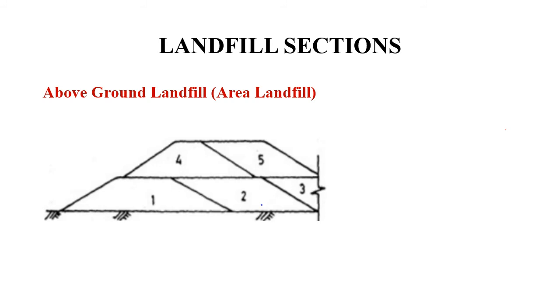That mostly happens when the groundwater table at the site is quite high. Because there is a certain distance that you have to maintain between the base of the landfill and the groundwater table. So in cases where the groundwater table is high and you cannot excavate and construct a landfill, you will have to go for above ground landfill. The construction is the same as we have seen earlier. Here also a phased operation has been shown for the above ground landfill.